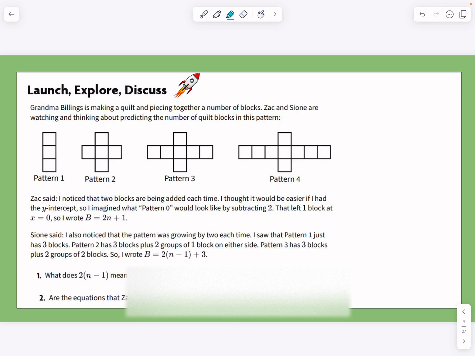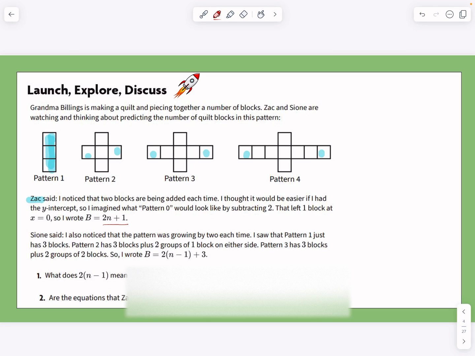Okay, and so in this case here, we first had Zach, and Zach had written an equation. He was looking at a pattern, and in pattern one, you have three. I noticed two blocks are being added each time. So you're doing two there, then two more, and he kept adding from his initial number of three. So pattern zero would be found by subtracting two, which leaves one block. This is x equals zero, so I wrote b equals 2n plus 1. So we just made a little pattern here for what he was seeing happening overall.